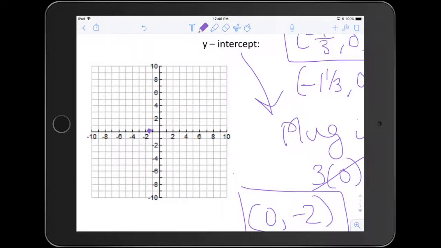And my y-intercept was 0, -2. So I plot that on the y-axis. And there are my 2 points. And then I would draw in a nice straight line. Not bad. And that's using my x and y intercepts to find the graph of the line. So I hope this helps you with numbers, specifically 1 through 8 on your Chapter 3 review.